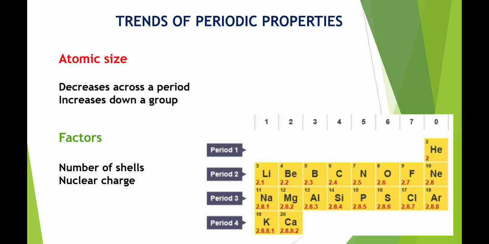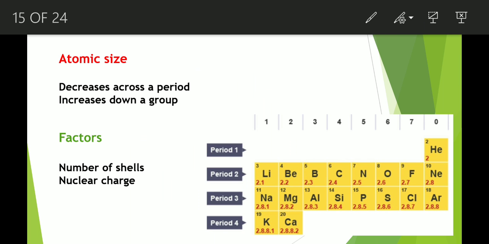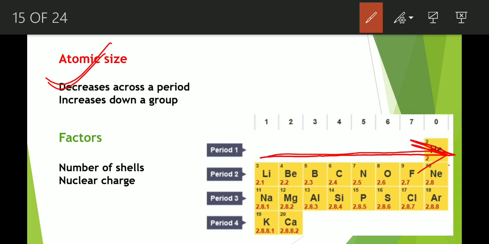So, across the period, from left to right, as the number of shells remains the same but the nuclear charge increases, as a result, atomic size decreases. So, the trend across the period is that atomic size decreases. As we go from left to right, atomic size will go on decreasing. Clear?